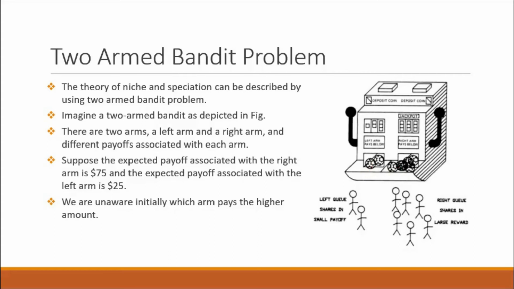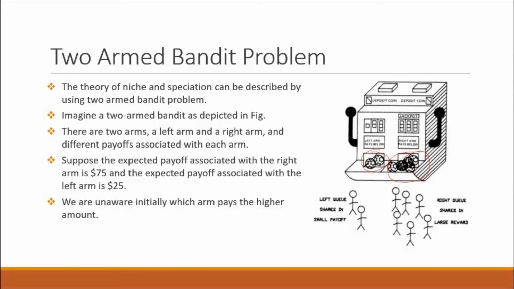So in this condition, let us assume that there are 2 arms, and the right arm is associated with a payoff of $75. That is, if a person chooses this particular arm, then he will get an amount of $75. And if a person chooses the other arm, then he will get a payoff of only $25. Initially, we are unaware of which arm will give what amount of payoff. That is, initially we don't know which arm will give the payoff of 75 and which arm will give the payoff of 25.